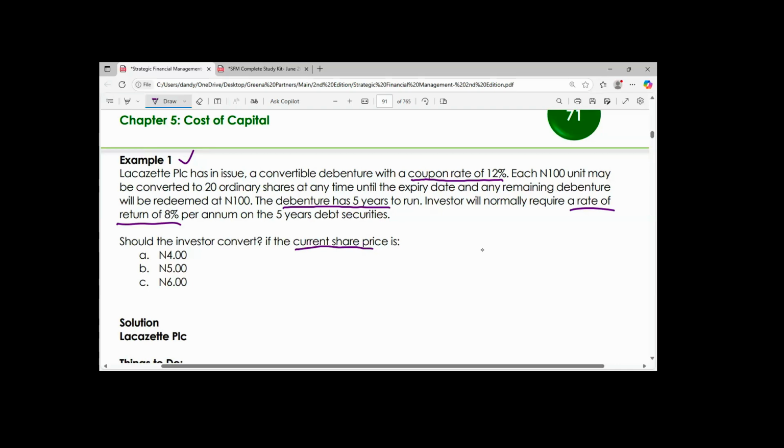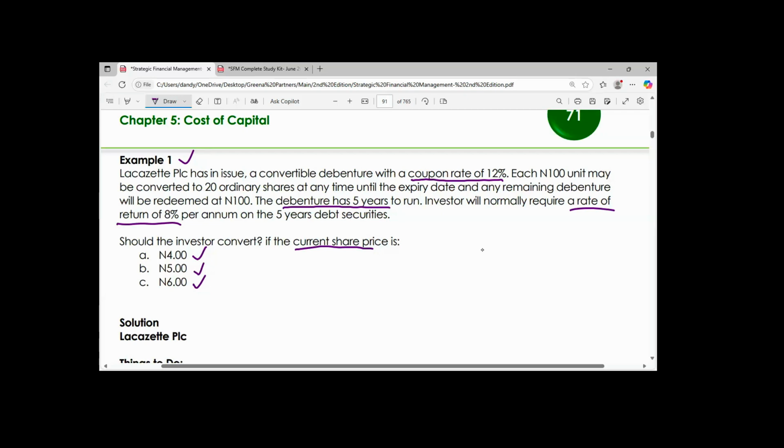Thank you very much, Augusta. Yes, quickly, without wasting time, look at this question. The requirement says that, please mute. The requirement says that should the investor convert if the current share price is 4 naira, 5 naira, 6 naira. I told you earlier when I was giving you the note that the investor will only convert to the known number of ordinary shares if it is profitable.